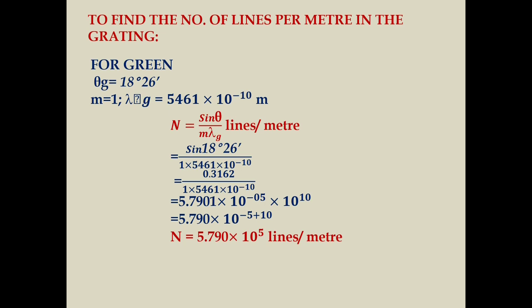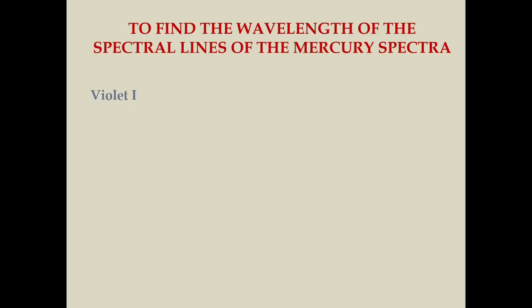And generally in a grating there will be 6 lakh lines per meter. So we have got an answer almost closer to 6 into 10 power 5 lines per meter. So we have done the experiment correctly. So now we have found the number of lines per meter. Then let us find out the wavelength of the spectral lines of the mercury spectra.